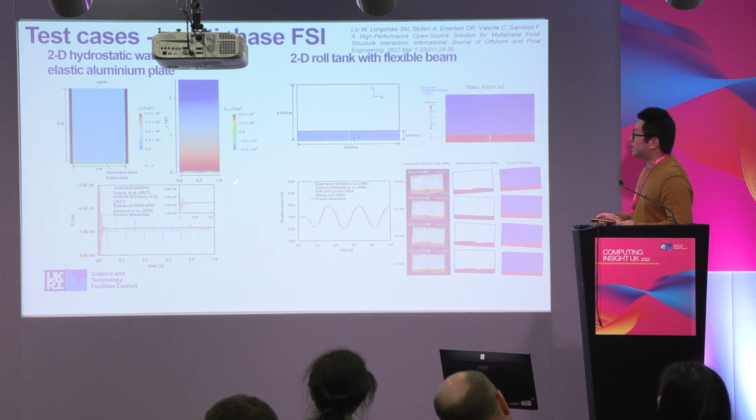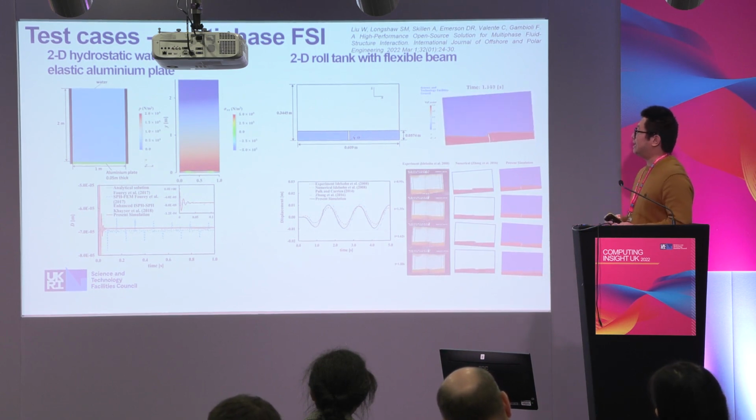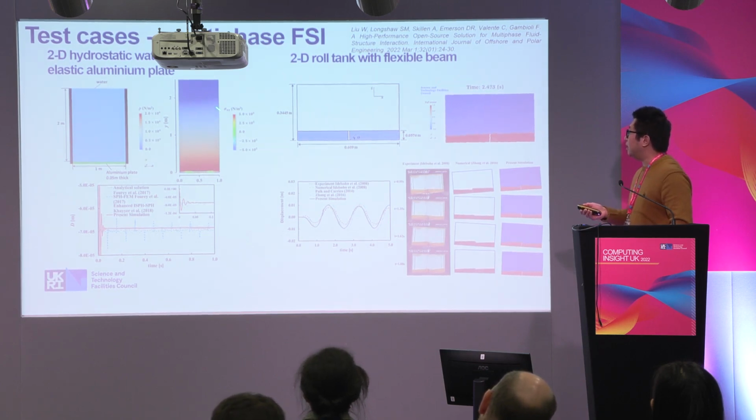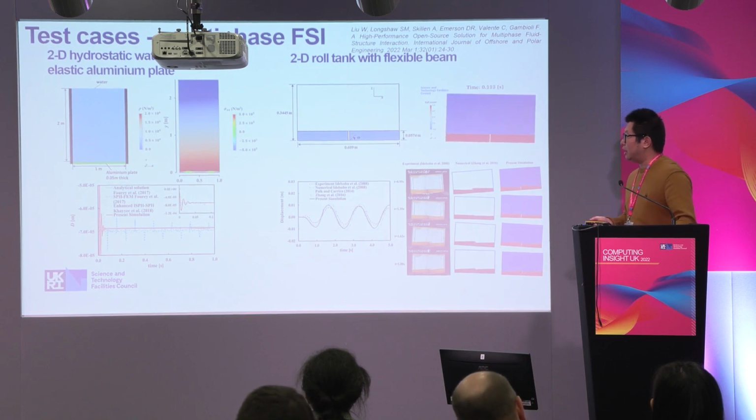And the first test case for the multi-phase simulation of fluid structure interaction is a two-dimensional hydrostatic water column on top of an elastic plate. As you can see, this is a diagram of the case. There's a water column, and on the bottom, there is an elastic aluminum plate. And these are the simulation results of the contour. This is the pressure, and on the bottom, this is the strength of the aluminum plate.